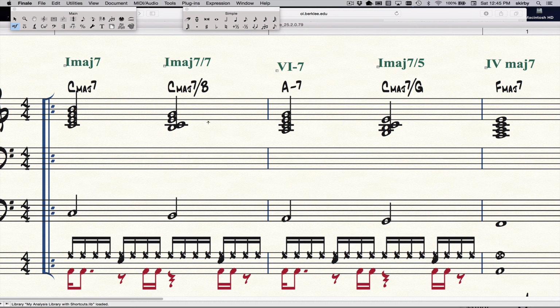1 major 7, 1 major 7 over its 7th, A minor 7, 1 major 7 over its 5th, and 4 major 7. And what that allows us to do is create a stepwise bass motion down to the 4 chord, which I think you'll agree is a very effective progression leading to the 4 chord. So this is one of the many ways in which inversions can be very, very useful to us. The final level would be to have the bass actually hook up with the drum part.